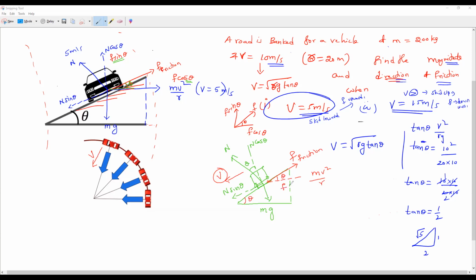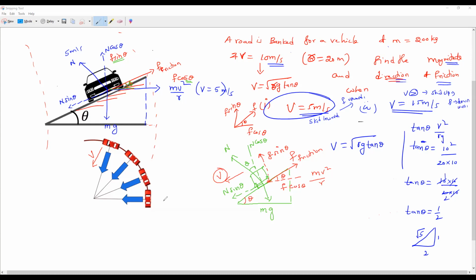So here what will happen? Friction: F cos theta in the vertical direction. What will happen, guys? F sin theta. Do you understand? Please respond, everybody. Yes. So now you can form the equations. That's all it is. If you form the equations, you'll get the answers.